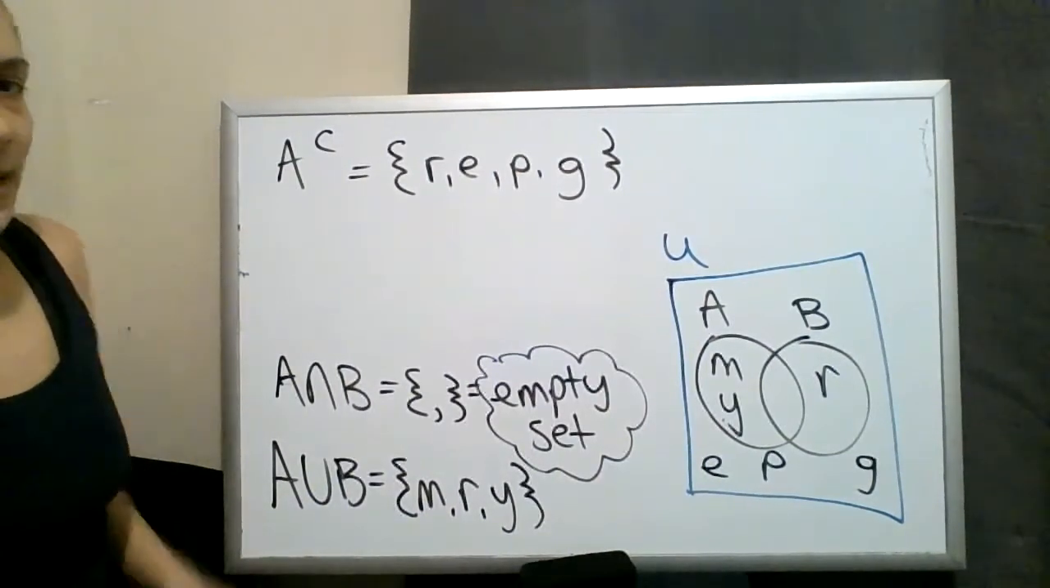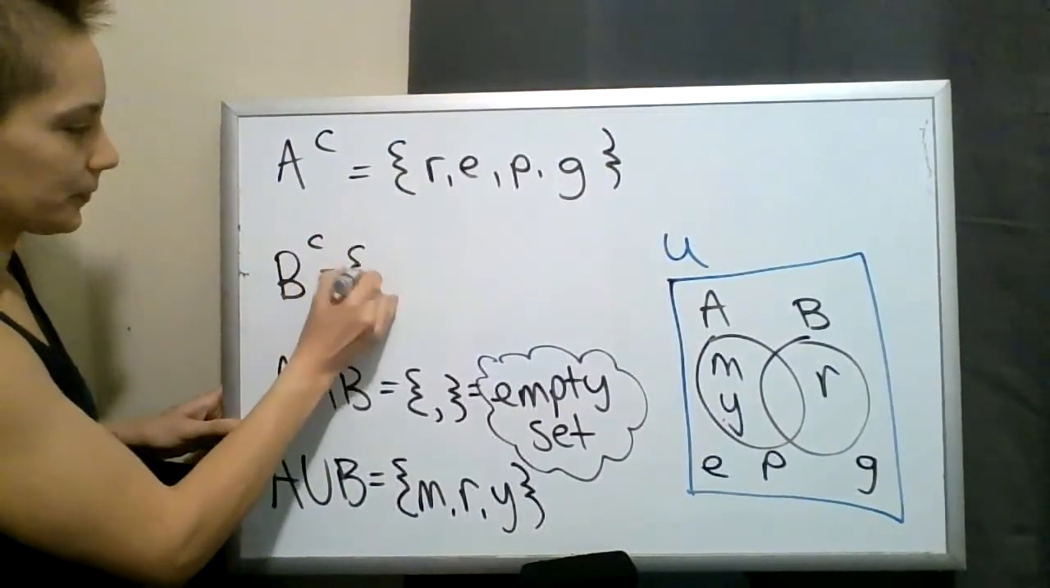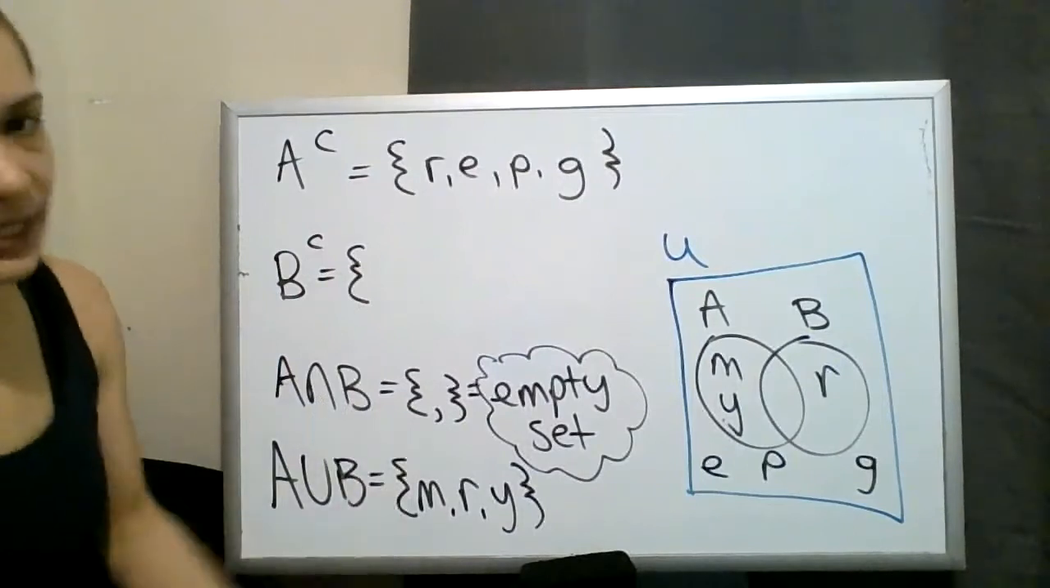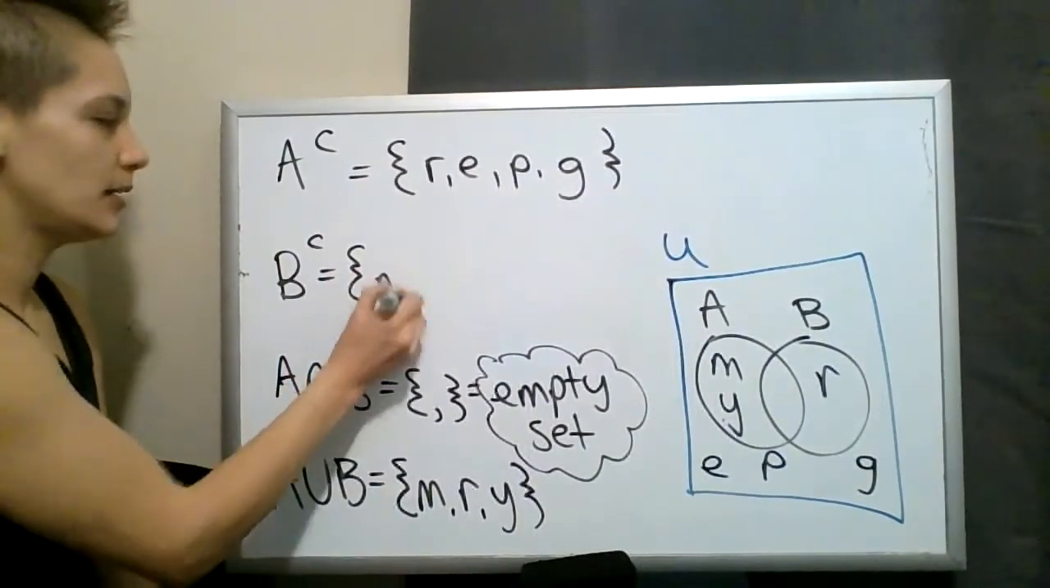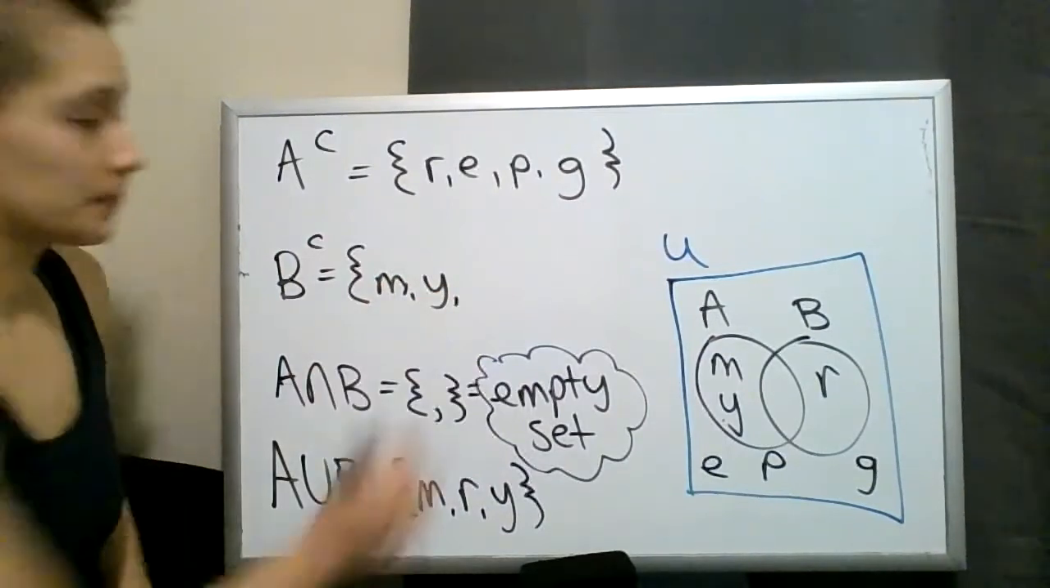Last part is to find the complement of B. So everything except for R. M, Y, E, P, G.